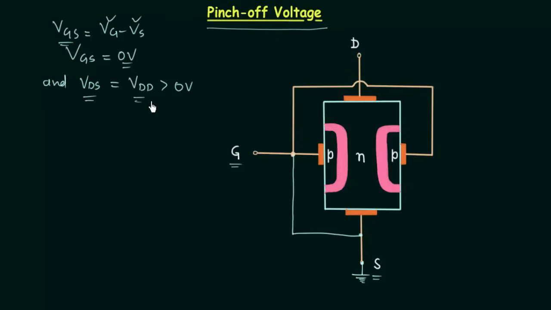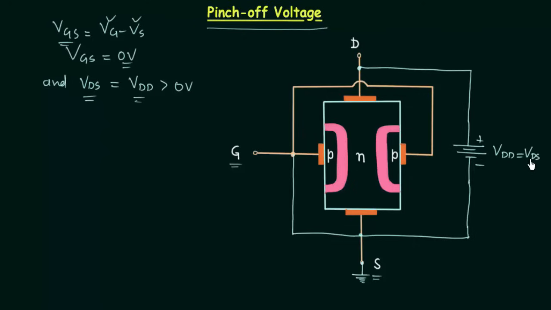VDS is equal to VDD, where VDD is some positive voltage. So I will connect the positive terminal of the battery to the drain terminal, and the negative terminal to the source terminal. And this voltage source is equal to VDD, which is equal to VDS. As soon as VDS is introduced in the circuit, the electrons present in the N channel will drift towards the drain, and because of this, the drain current ID is induced in the circuit. Now we will discuss the effect on the depletion region.